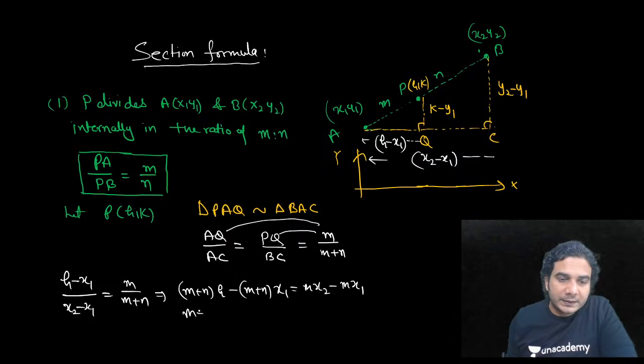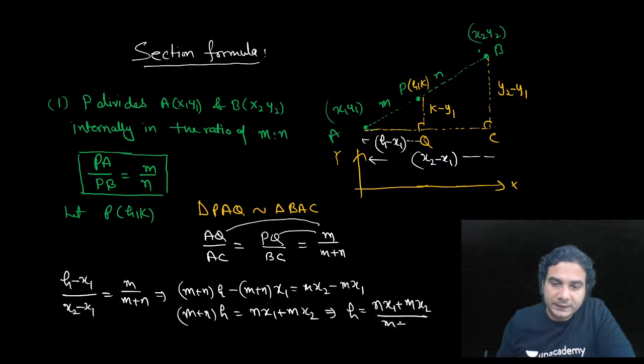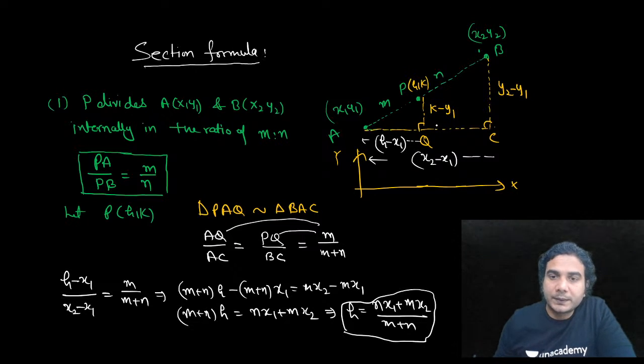Now you keep this term M plus N into H on the left hand side and take everything to the right hand side. So it is going to be M plus N minus M, so NX1 plus MX2, right? You'll get this. And then finally you can write H is equal to NX1 plus MX2 upon M plus N. This is the section formula. Okay, so very easy. You all have done this in class 10th. I'm just giving you a recap.